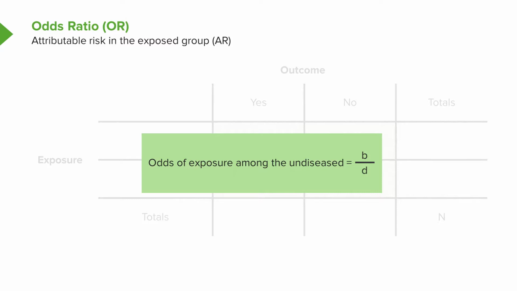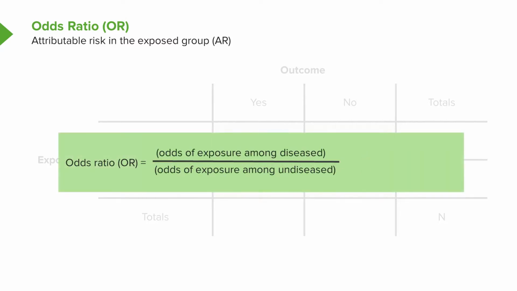Now, the odds of the exposure in the undiseased group is given by B over D, following the same kind of logic. The ratio of those two odds is my odds ratio. If I divide those two, I get the odds of exposure amongst the diseased divided by the odds of the exposure amongst the undiseased, or A divided by C, all divided by B divided by D. There's a lot of dividing going on. I can simplify that formula a bit this way. It's just A times D over B times C, the cross products, dividing the cross products.